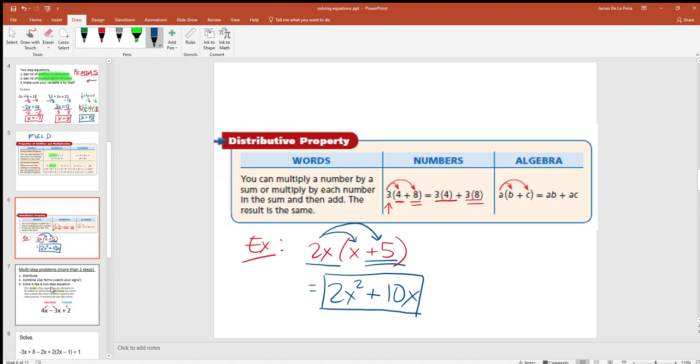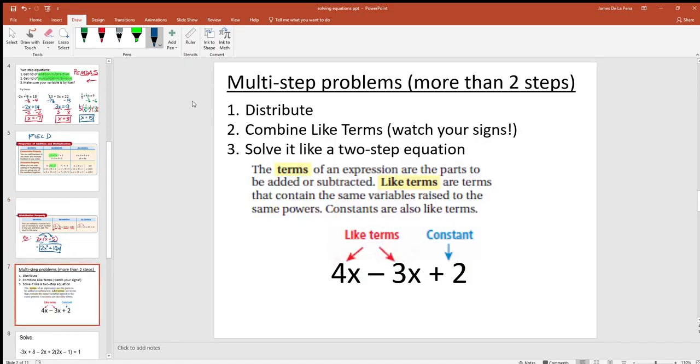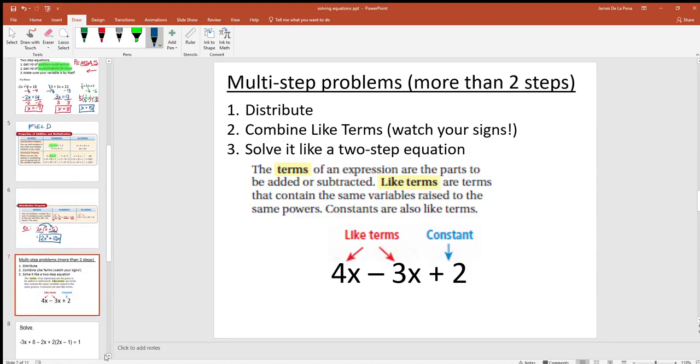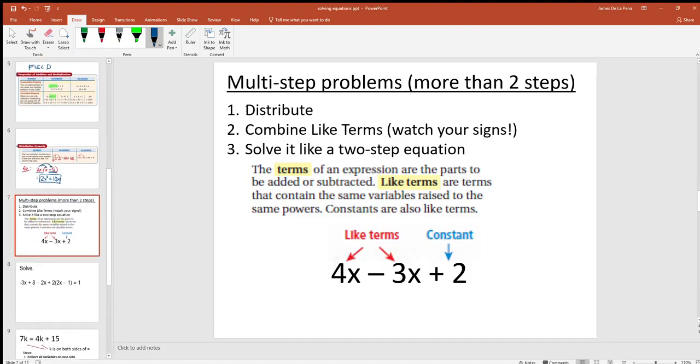Moving on. For multi-step problems, when you have more than 2 steps to cancel out, we want to do a few things. We want to make sure we distribute. So get rid of all your parentheses by multiplying through and distributing everything. Okay, distribute first. Then you want to combine like terms. And like terms are terms that end the same way.